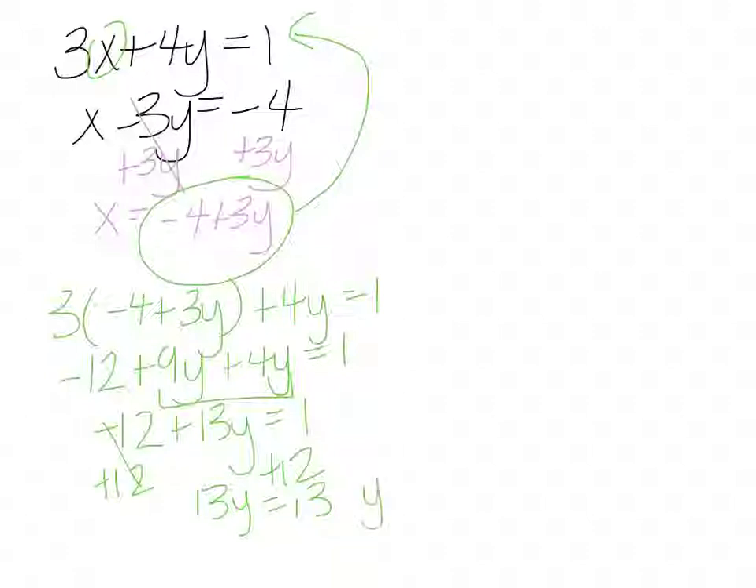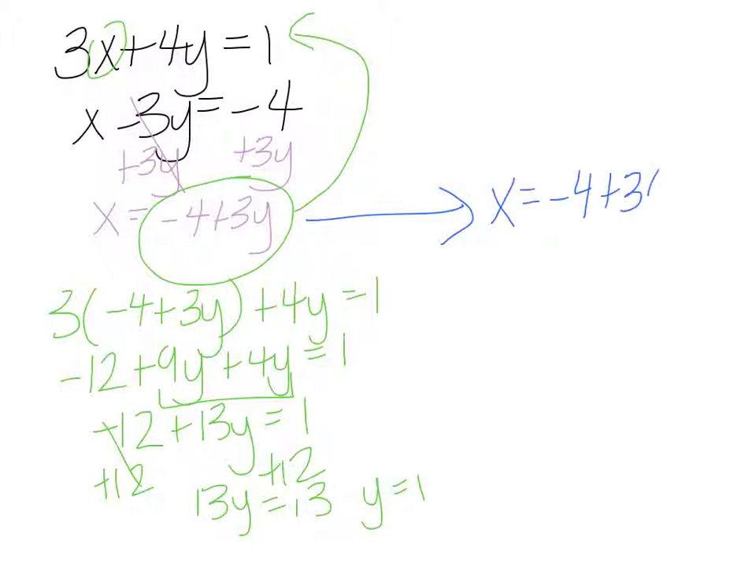Then what? Divide and y equals 1. What do you do with y equals 1? Plug it back in. Now guys, you really can plug it back into any equation. I'm going to choose the one in purple just because it's got x isolated already. So x equals -4 plus 3 times 1, which gives me -4 plus 3, which is -1. That's x. So the solution is what? -1, 1.